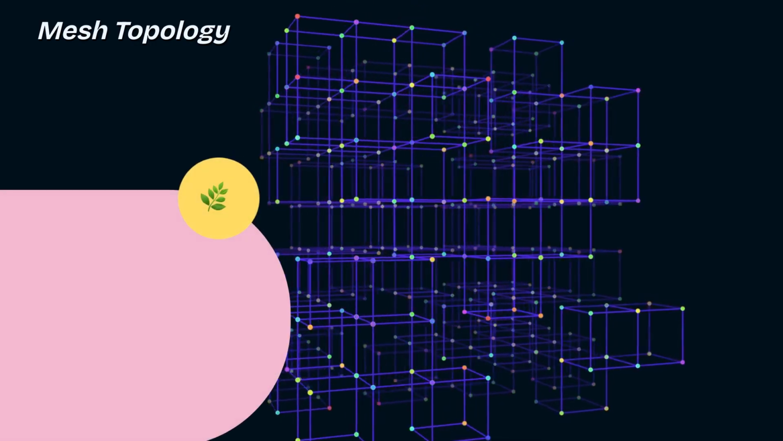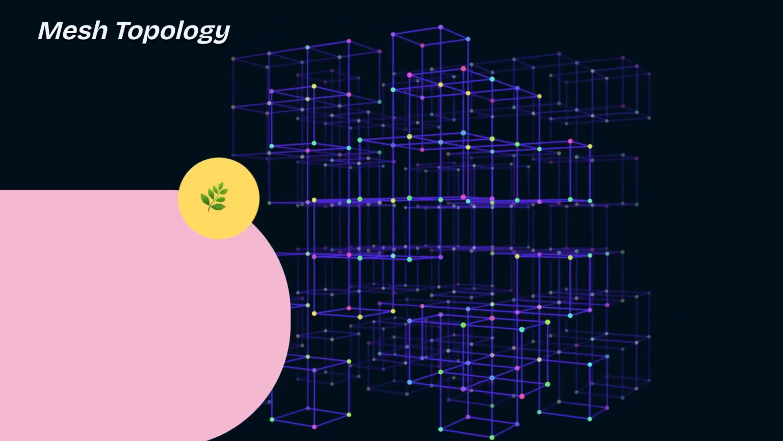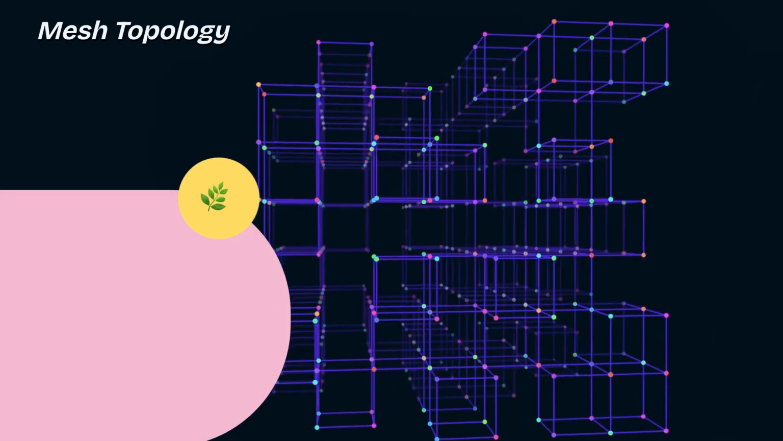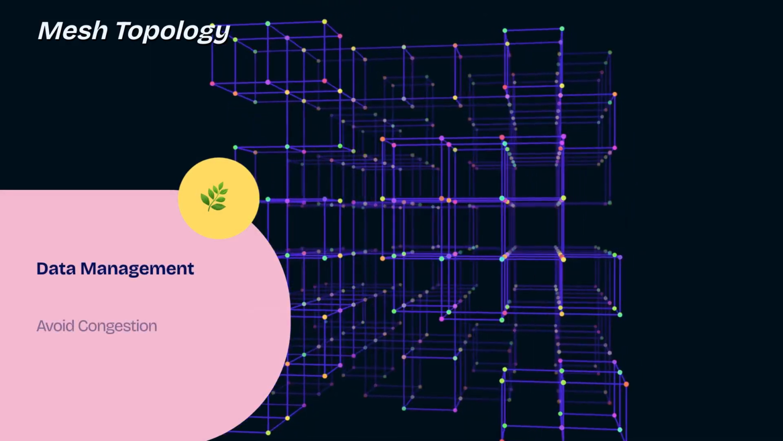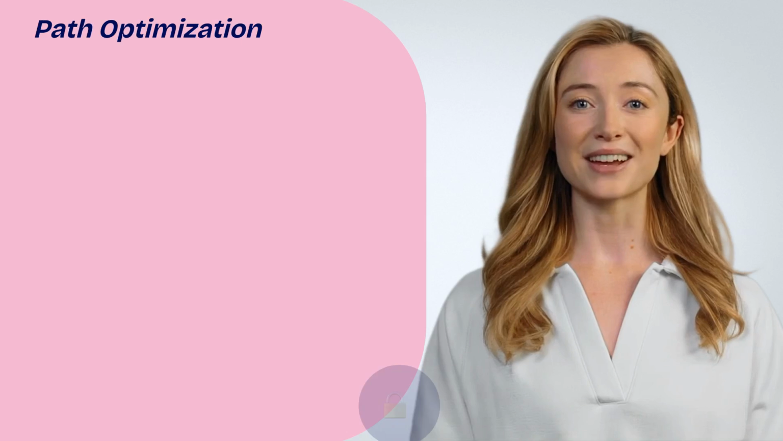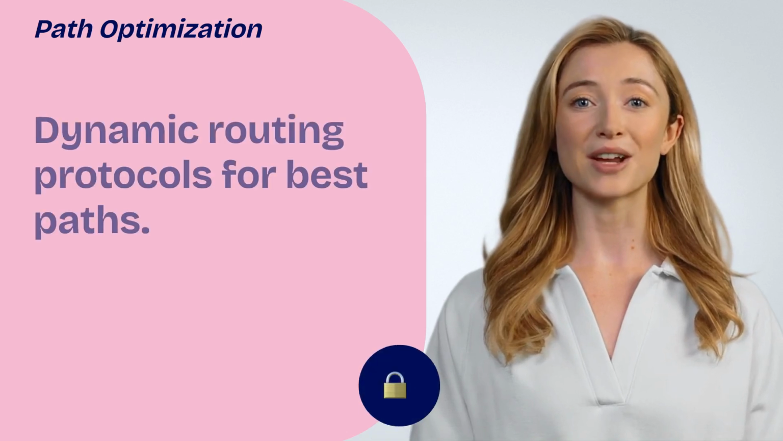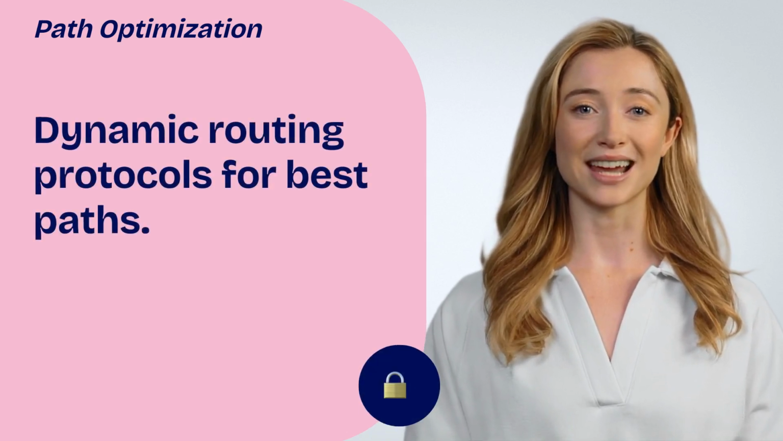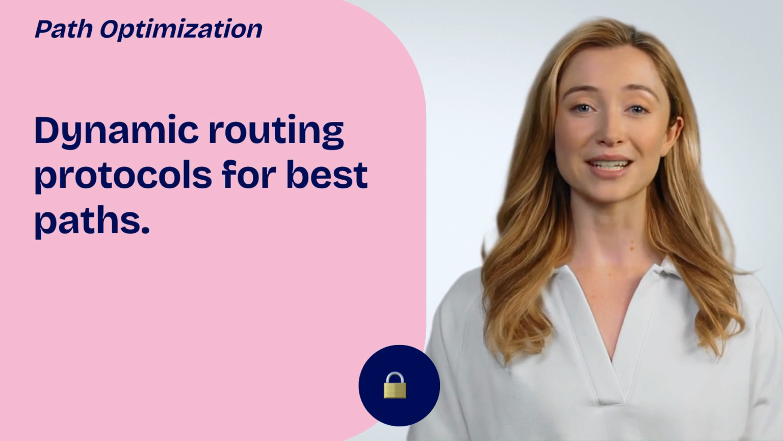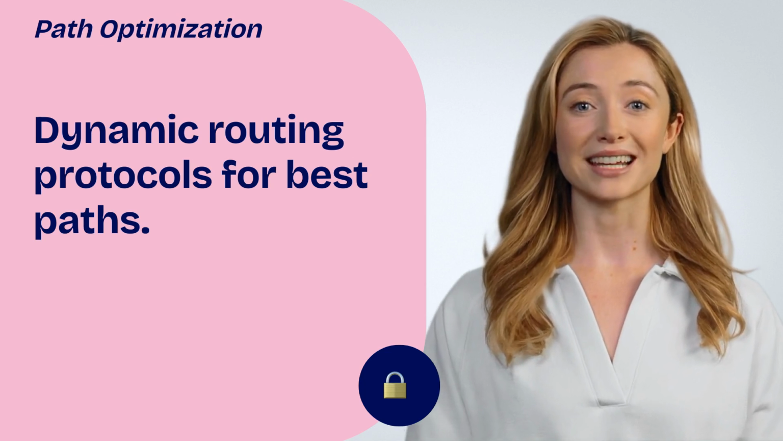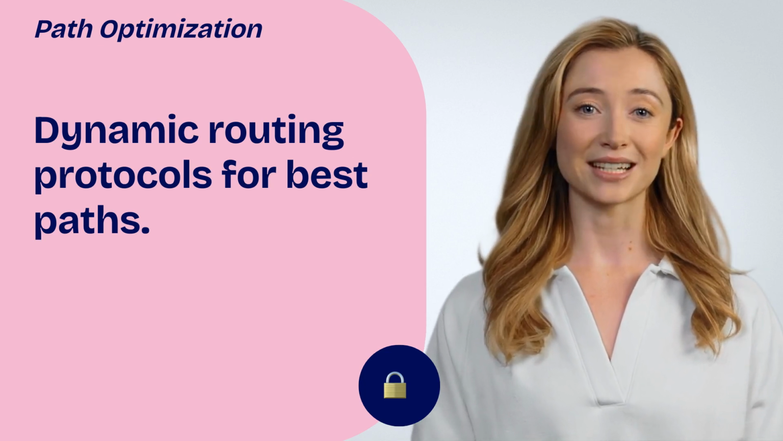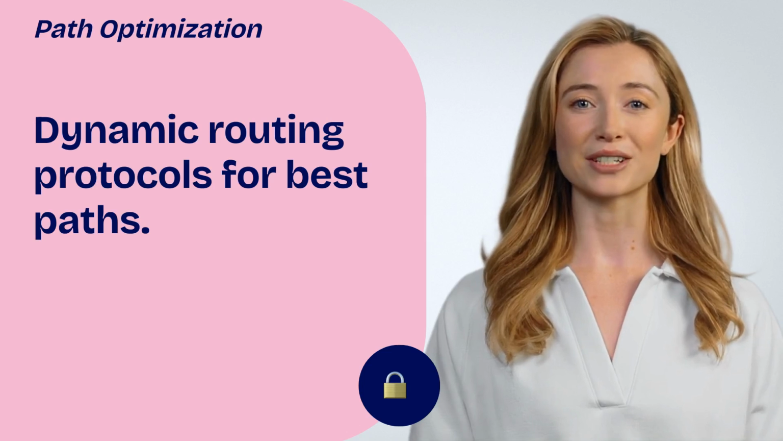Or take a mesh topology, where devices are interconnected in multiple ways. Physically, this can be more robust, but logically, you need to manage where data goes to avoid congestion or security breaches. Path optimization. Use dynamic routing protocols to find the best path for data, reducing congestion and improving security by avoiding compromised routes. Protocols like IGRP can help with this by choosing paths based on multiple criteria, not just shortest path.